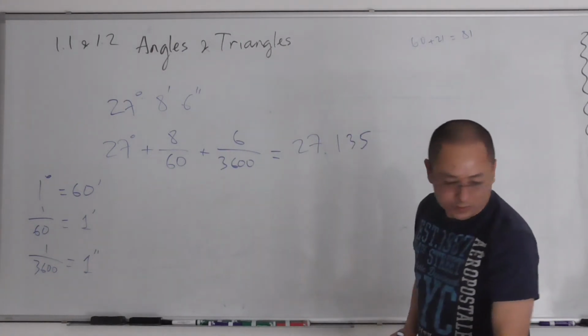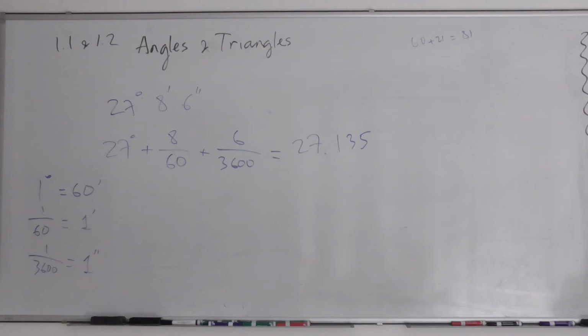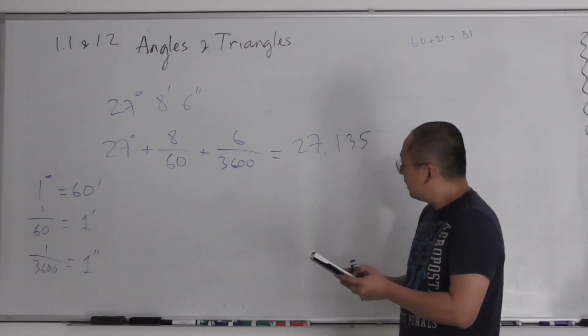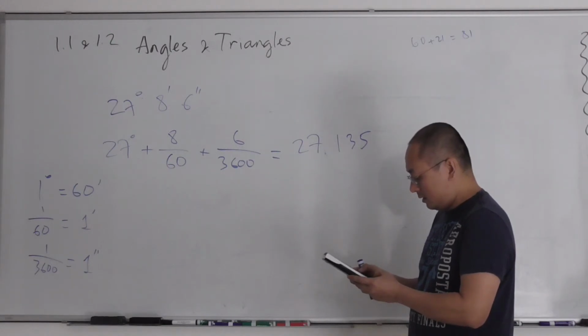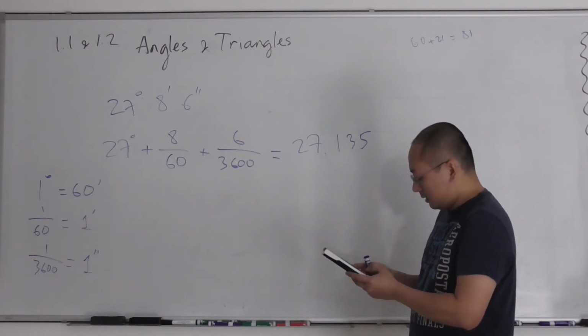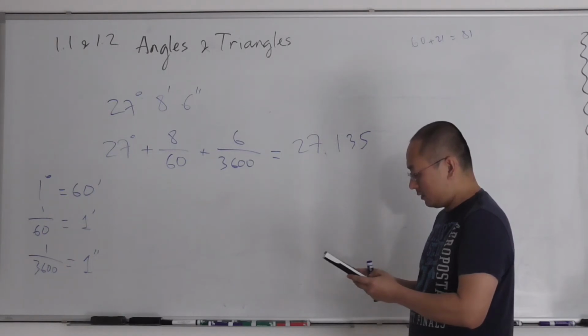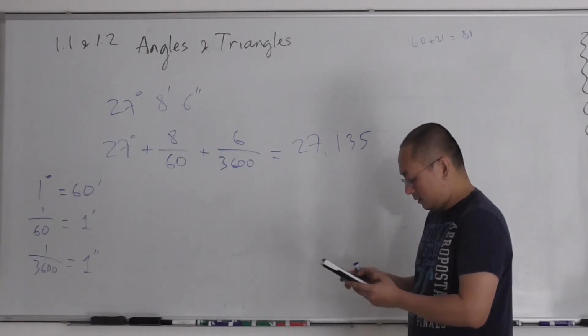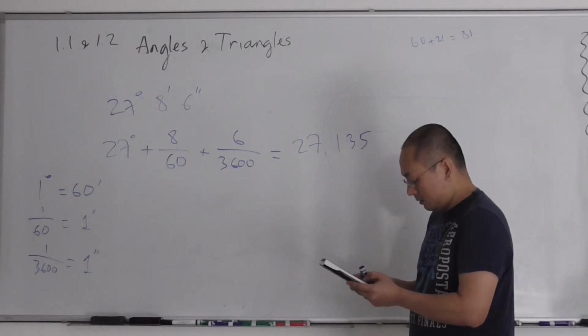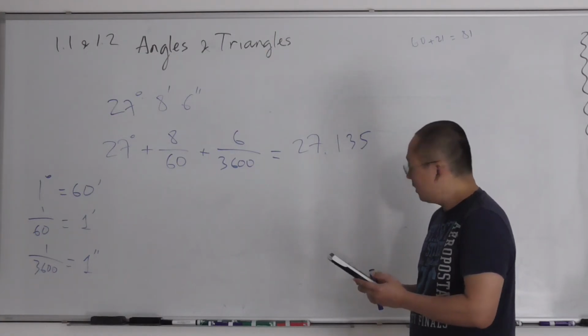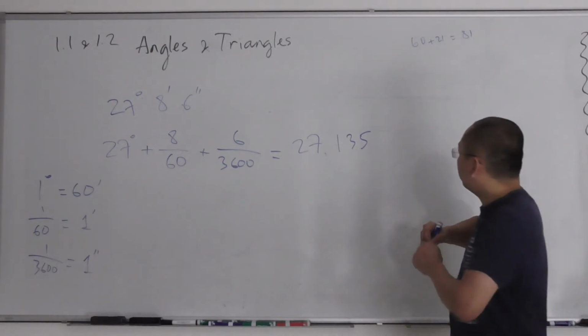Let me double check those numbers, make sure that I got it right. We have 27 plus 8 over 60 plus 6 over 3600. Okay, just got messed up a little. Yeah, we have the right answer.